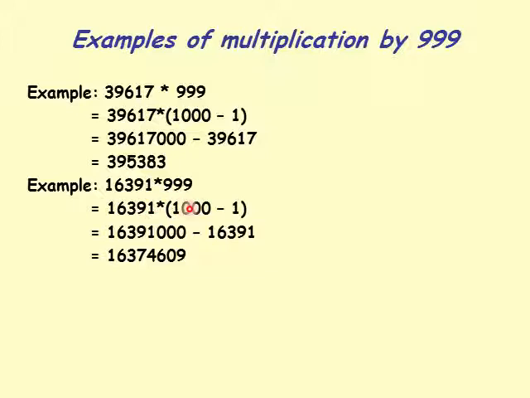16391 times 1000 is 16391000. Okay, and 16391 times minus 1 is minus 16391. Let's continue and subtract this out. It becomes 16374609. That means 16391 times 999 is 16374609.